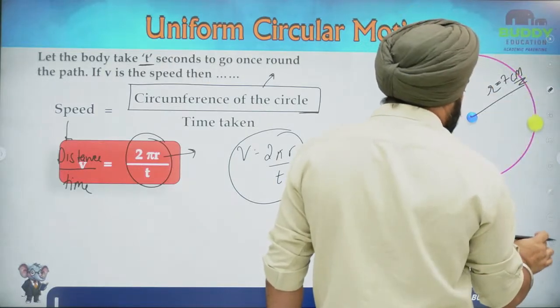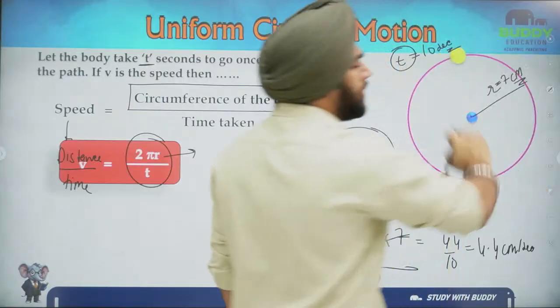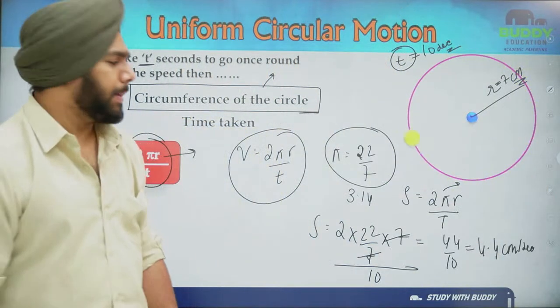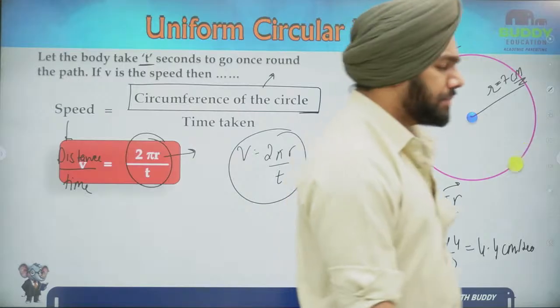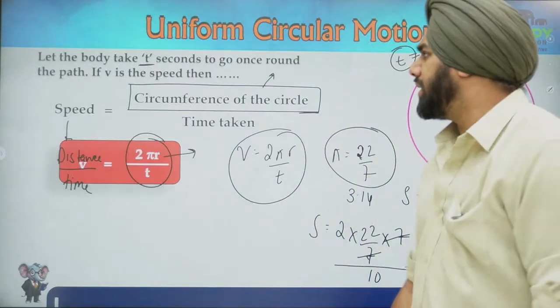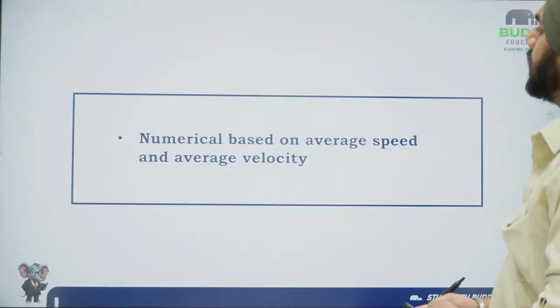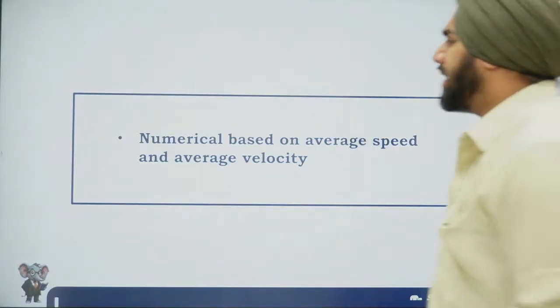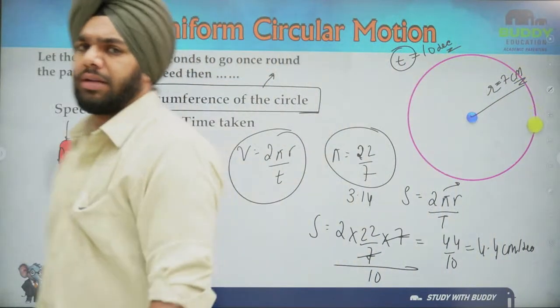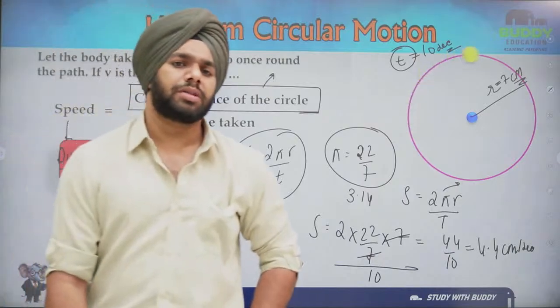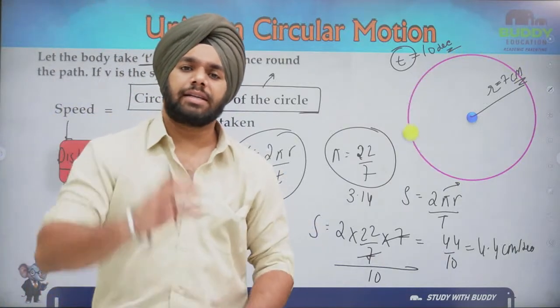So this is how we can solve. We can find out the speed. No worries. Got it? Is it clear? Right, let's go ahead. Numerical based on this is a very small topic, so we'll do just 2-3 questions, and anyway in NCERT it is given in one paragraph.